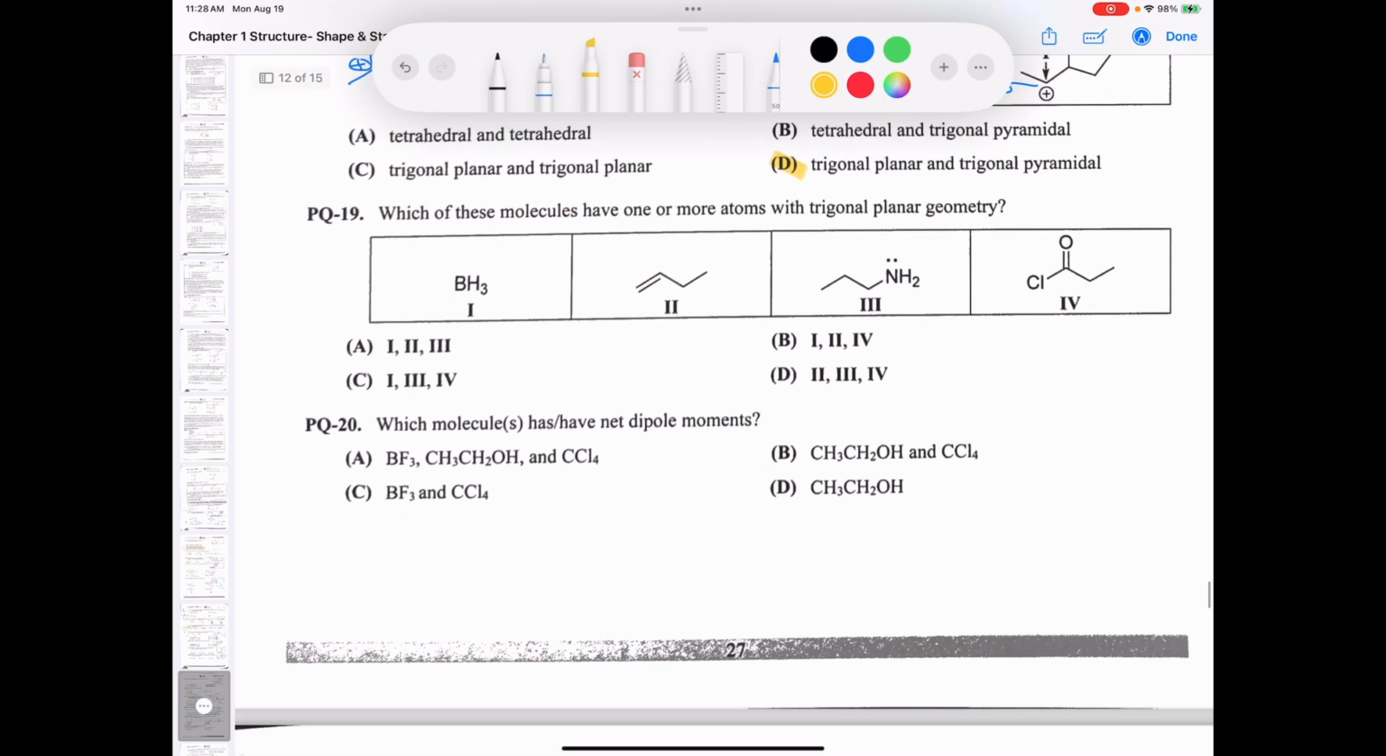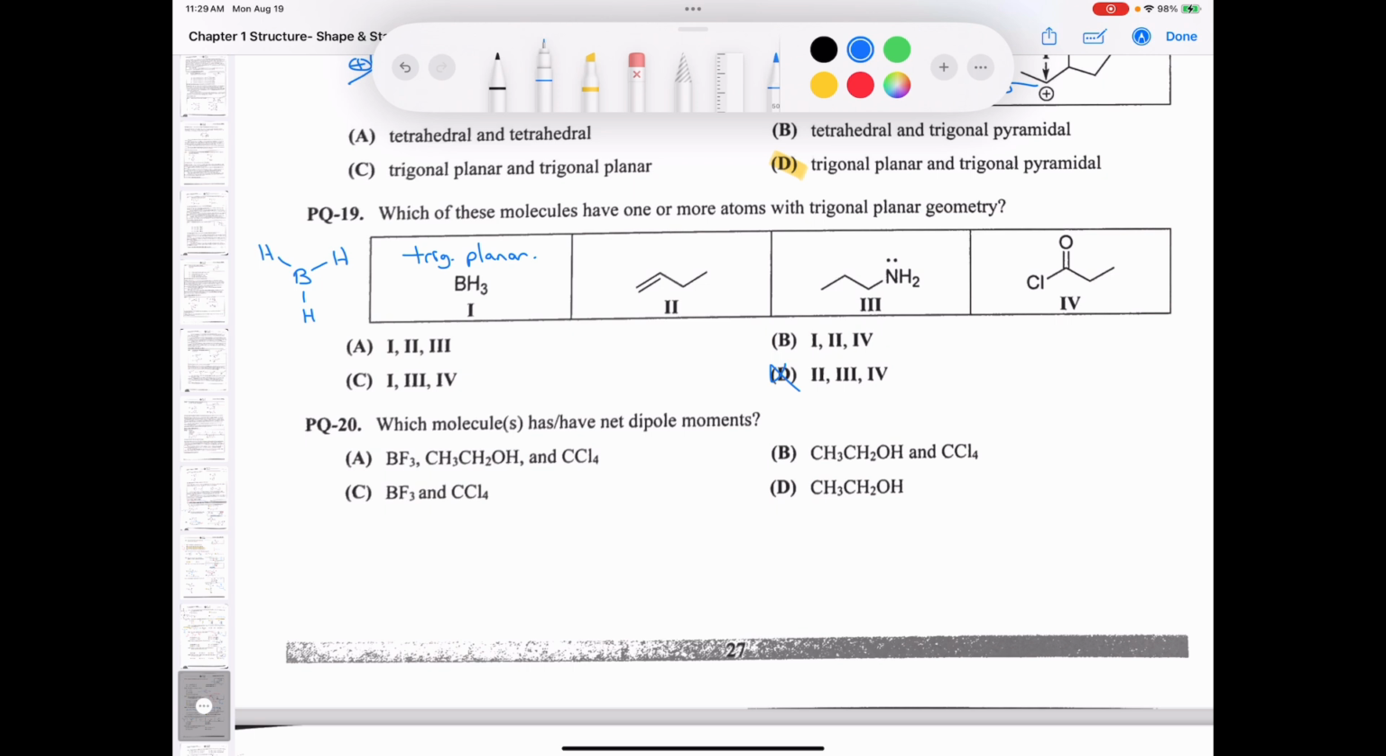Which of these molecules have 1 or more atoms with a trigonal planar geometry? Well, I could spend a lot of time on this problem, but I won't. If we look at BH3, this compound is called borane. And remember that boron is trivalent. It only forms 3 bonds. And so this is trigonal planar. Okay, definitely trigonal planar, the boron. So the answer has to include 1, so we can scratch D out.